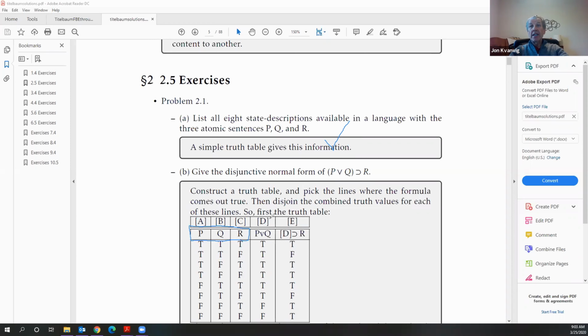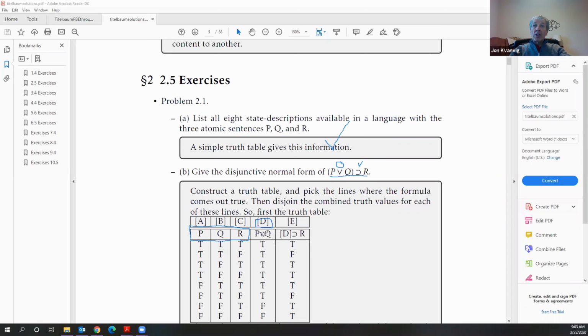Then what I did at D, since I'm supposed to be constructing the truth table to give me the truth value for the horseshoe, I first need to know what's the truth value for the disjunction. So column D calculates the truth value for the disjunction P or Q from the truth values for P, Q, and R respectively. In this case, all you needed was columns A or B.